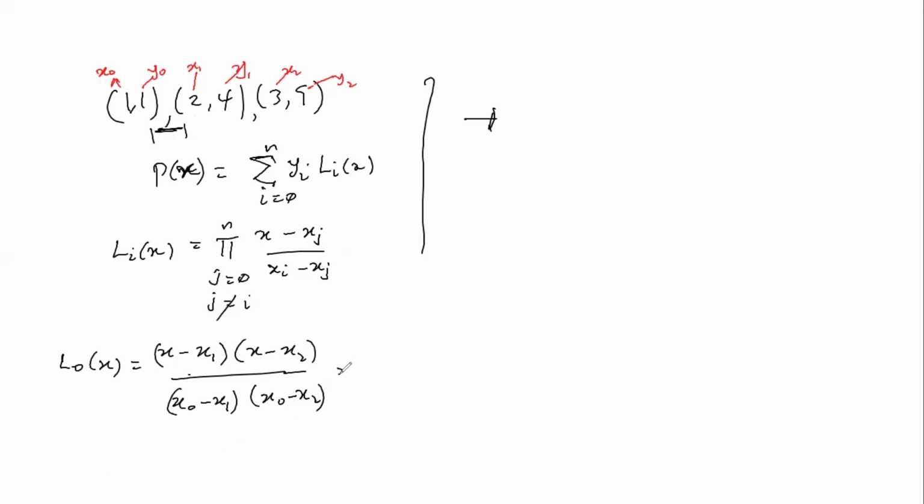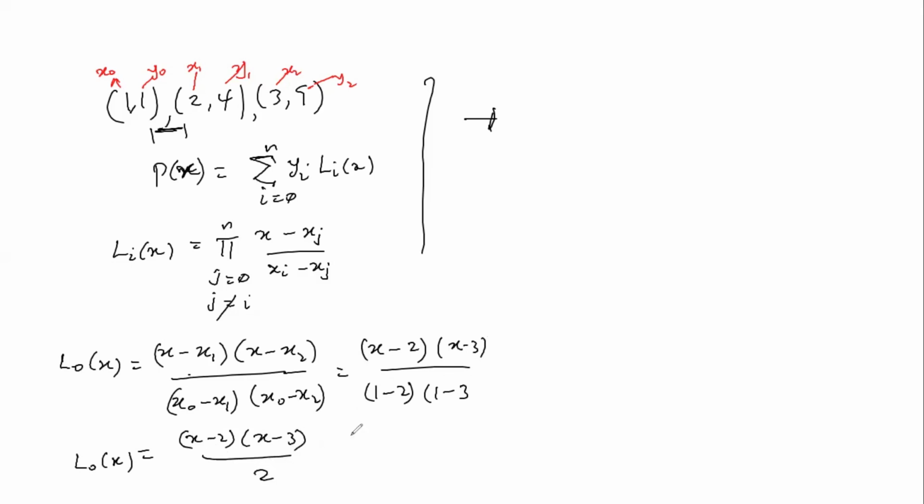So now we are going to have x minus 2 times x minus 3 over 1 minus 2, then 1 minus 3. And now this L naught of x is going to give us x minus 2 times x minus 3 divided by 2.